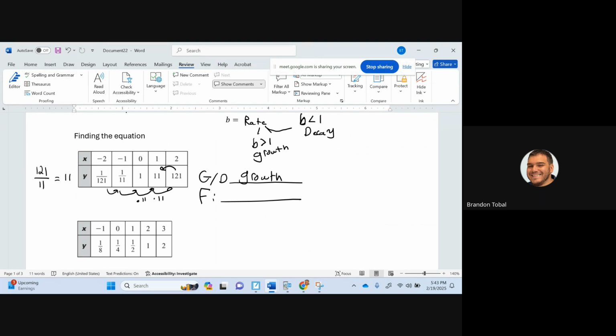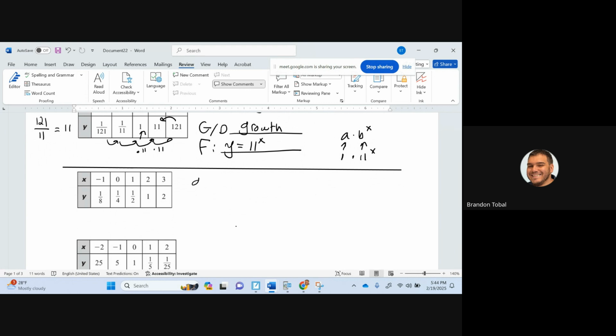Over here, though, we also need to find the function. Remember, you need a and b to make the function. So we already found that b should be 11. We could find here that a, because when x equals 0 it's 1, that must be a. So a must be 1, b must be 11 to the x. So my function is y equals 11 to the x. Remember, because a equals 1, you don't really need to put that in front. You could just put 11 to the x.